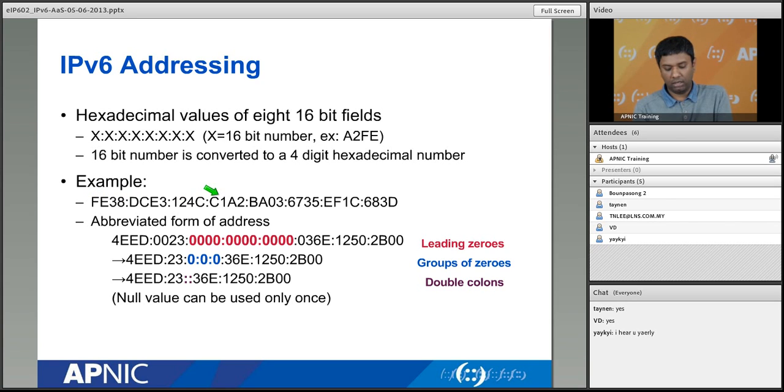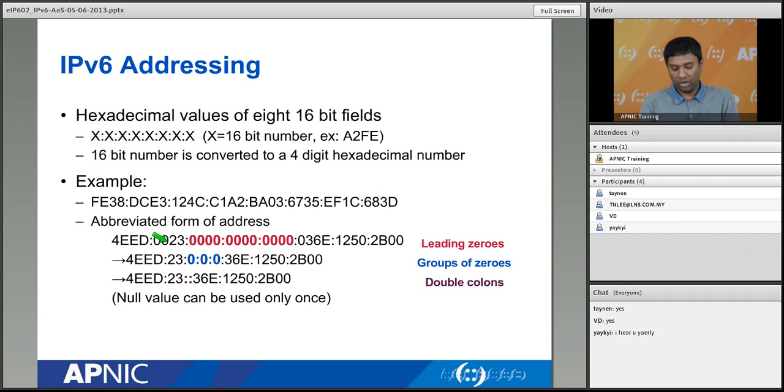If you see 1, 2, 3, 4, 5, 6, 7, 8 blocks, each block is separated by a colon. Then it is still too big, so we need a system to abbreviate it, right? So what are the abbreviation rules to make it short and sweet? There are 3 abbreviation rules. Rule number 1 is, if any of the 8 blocks is starting with 0, that 0 we can easily abbreviate and just write the numbers without zeros.